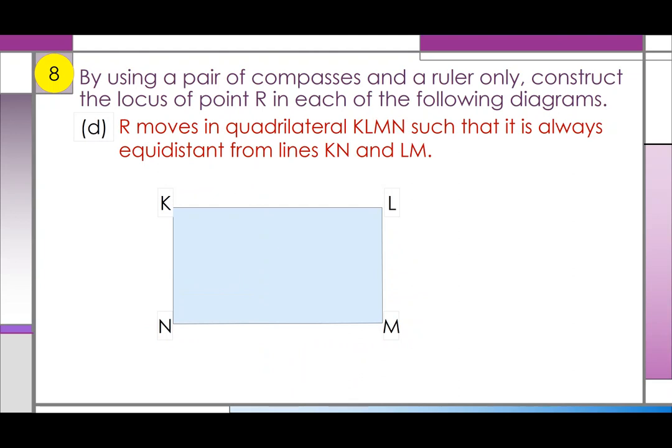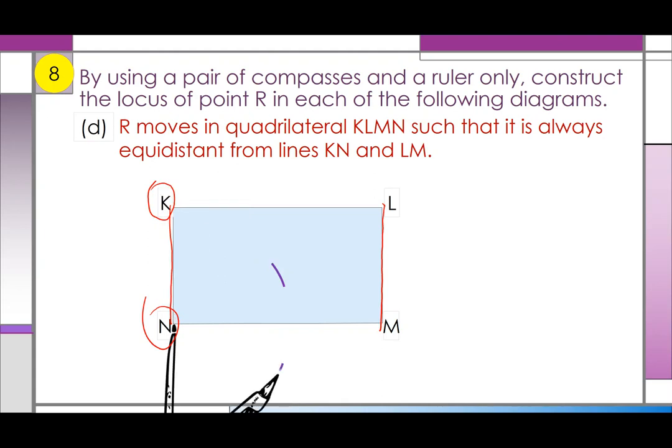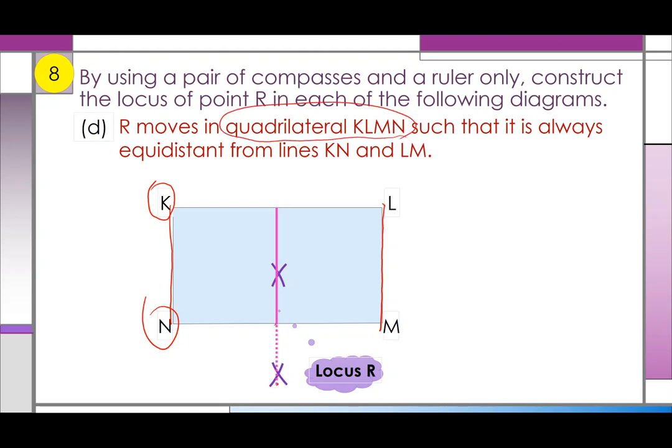Question D. R moves in quadrilateral KLMN such that it is always equidistant from lines KN and LM, two lines. 两条线变一条线, two lines, that means it will have a middle line between KN and LM. So, open your compasses, do up and down. Another point, up and down. I have 2 points already, so I can connect it. So, this is the locus R. Because R moves in the quadrilateral, I don't extend my line, so it's inside here.